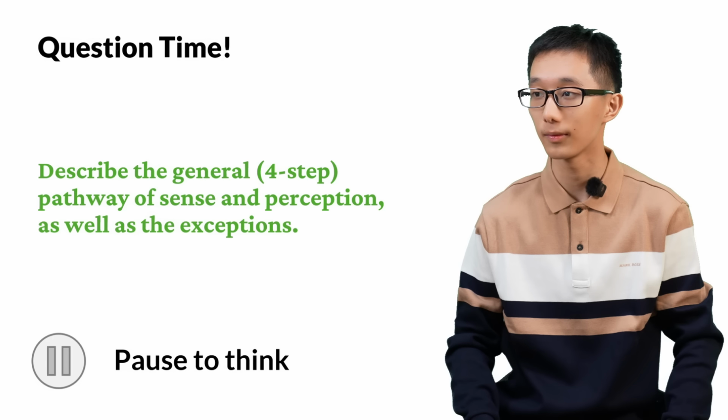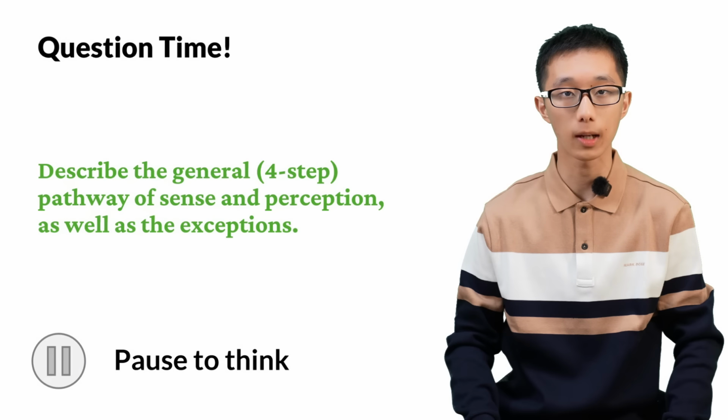Question time. Please try to describe the 4-step general pathway of sense and perception, and also delineate some of the exceptions to this system.